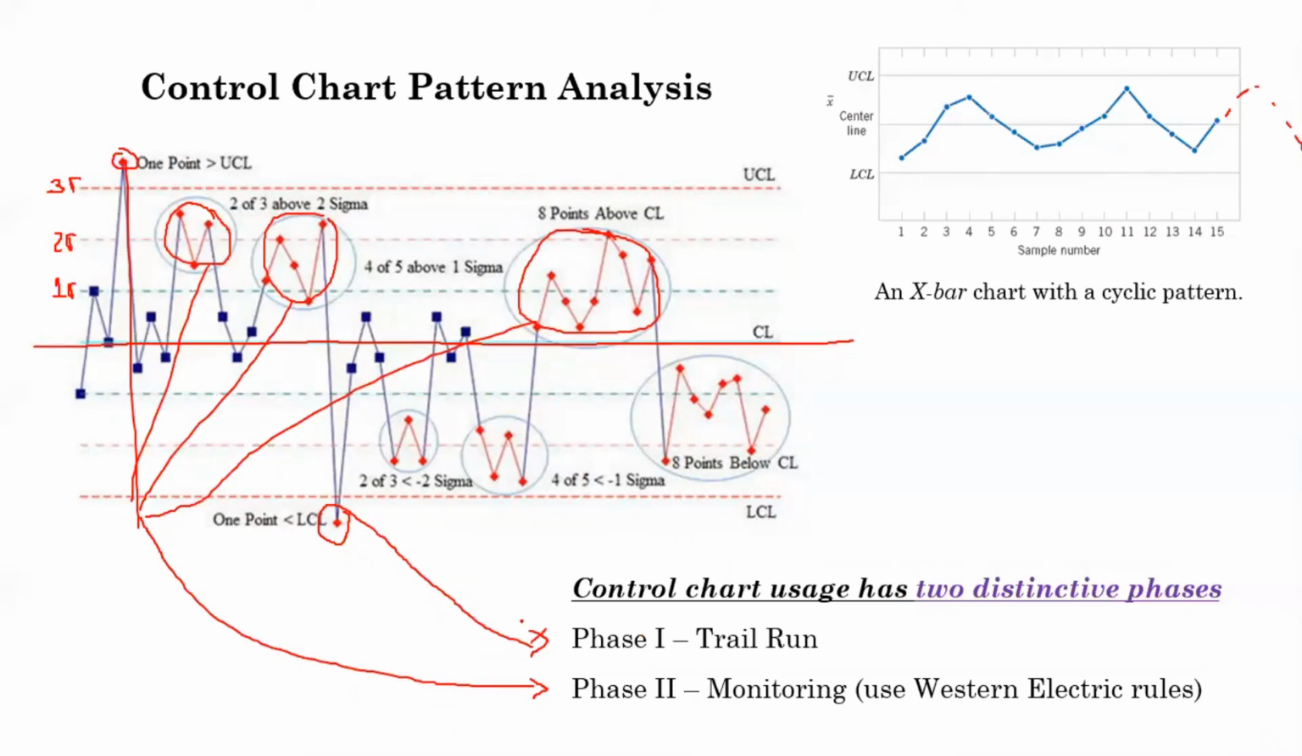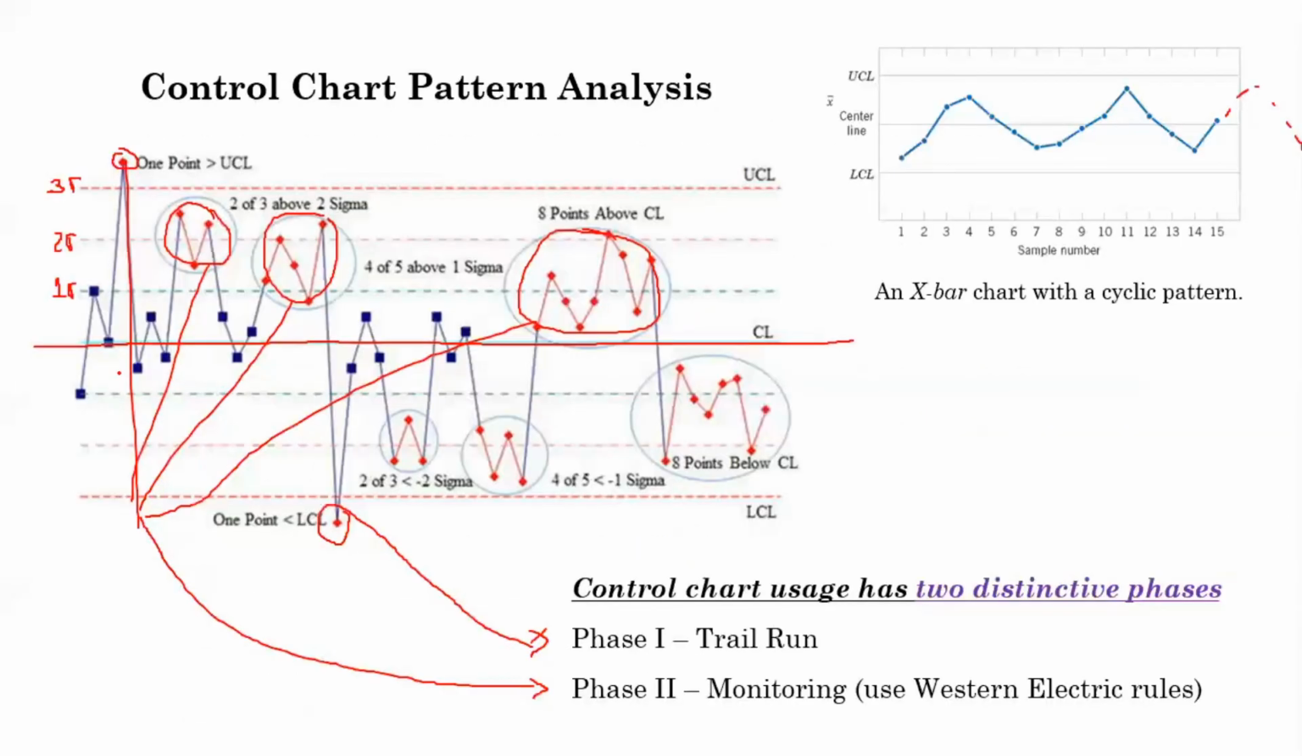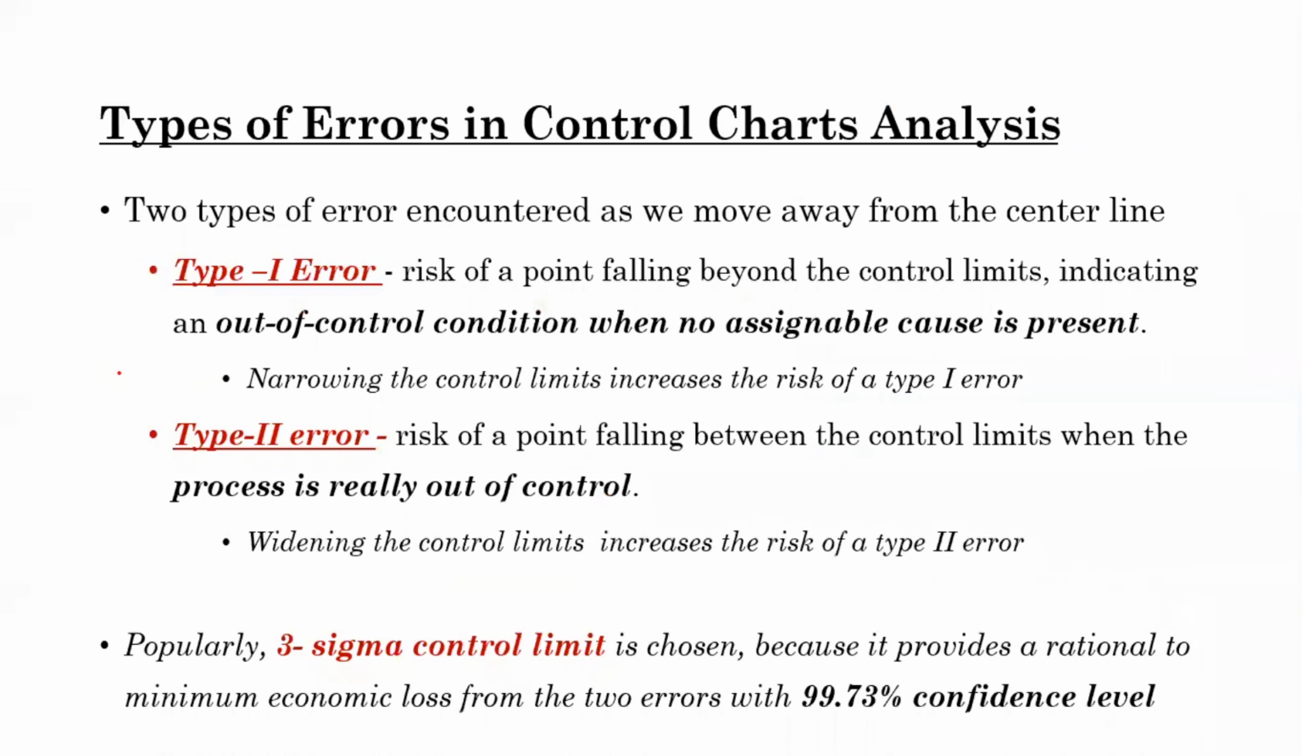Initially, we'll be looking for a point that is out of the upper or the lower control limit. But after that, in a monitoring phase, we'll be using all of the above Western Electric handbook rules in order to identify whether a process is working normally under statistical control or not. So let's see the two phases, or before that, let's look at the two types of error in control charts.